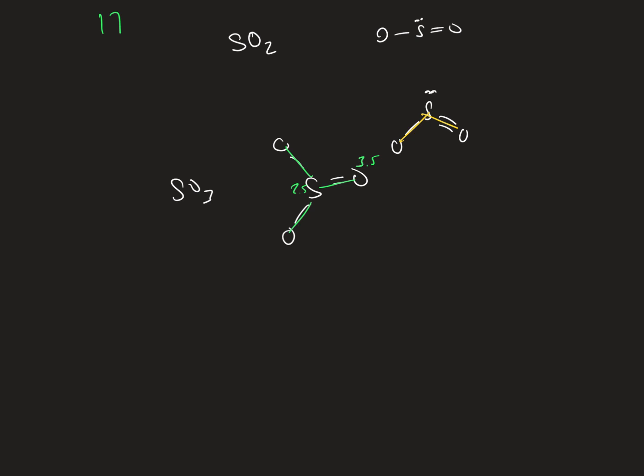Okay, if it is polar, what do we have to do? We have to determine which side is partial positive and which side is partial negative. So which one is partial negative, the oxygen or the sulfur? Oxygen, because it has a higher electronegativity value. And that makes sulfur partial positive. This is partial negative, same reason, right? Can we draw a straight line that separates the negatives from the positives? We cannot. Therefore, it's nonpolar.